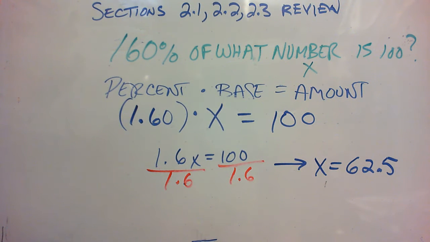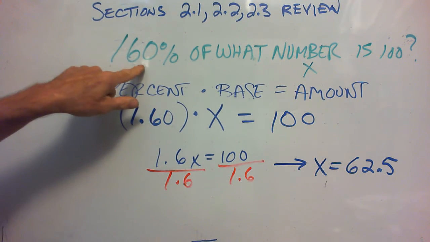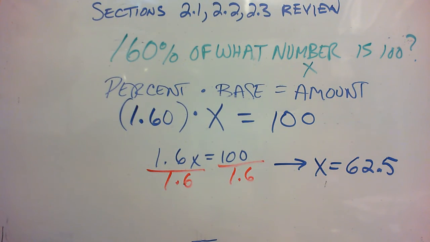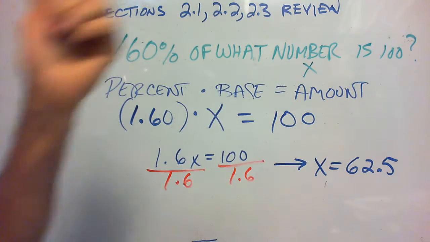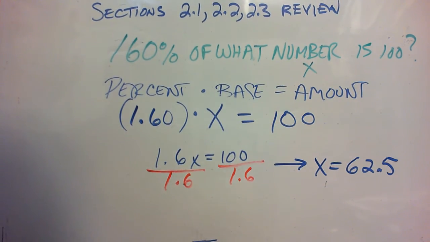And you should check for reasonableness. 160% is more than 100%. So a bit more than 62.5 is 100. That seems reasonable.